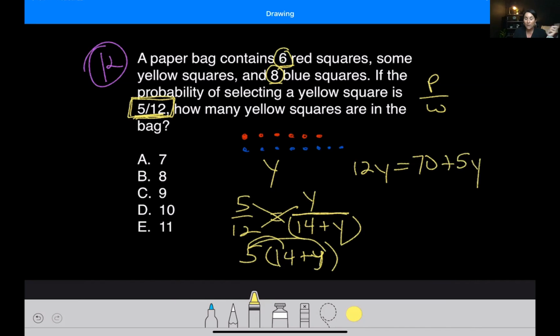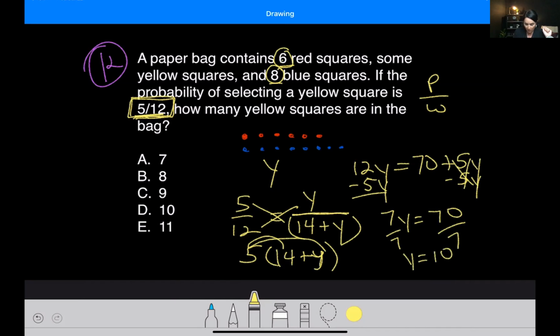Careful when you solve by algebra. Get rid of this y here, and this y here, and we get 7y equals 70. Divide by 7, divide by 7, and I get y equals 10. So there are 10 yellow in the bag.